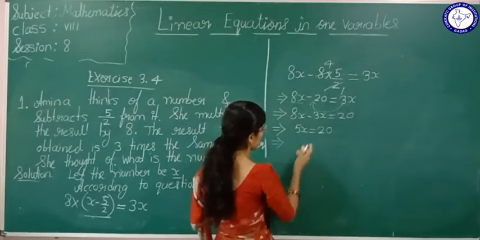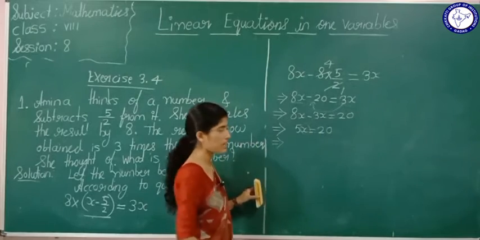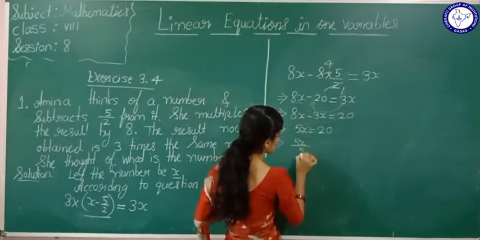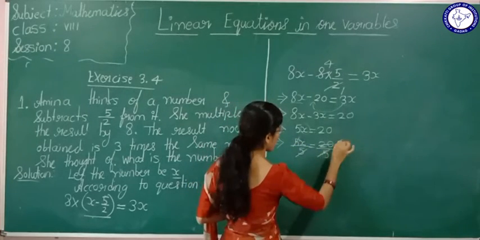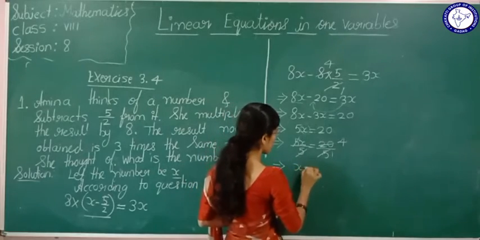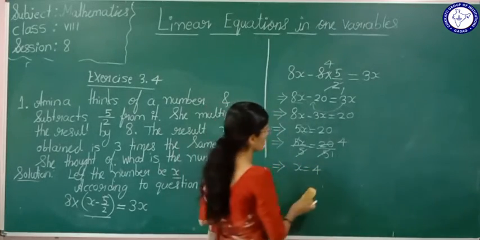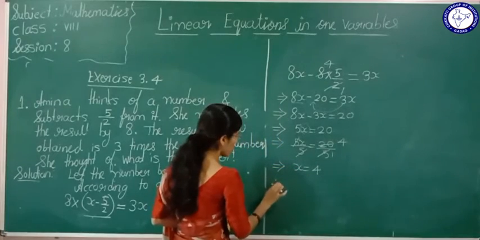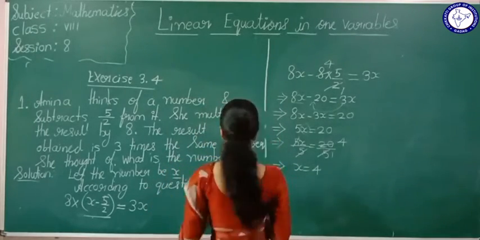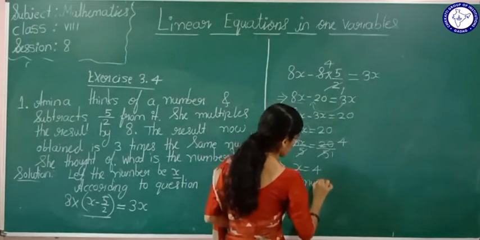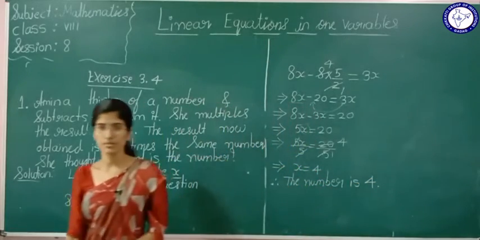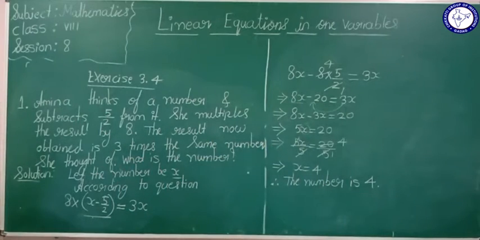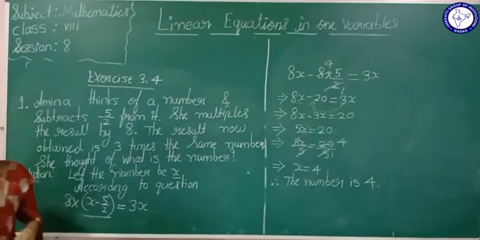So x is equal to 20 by 5. Now see, students, we want the value of x, right? That's why divide both sides by 5. 5 will get cancelled, 5 fours are 20. So x is equal to 4. Therefore, what is the number? The number is 4. This is the number. Okay, next we will go for the next question, that is the third one.